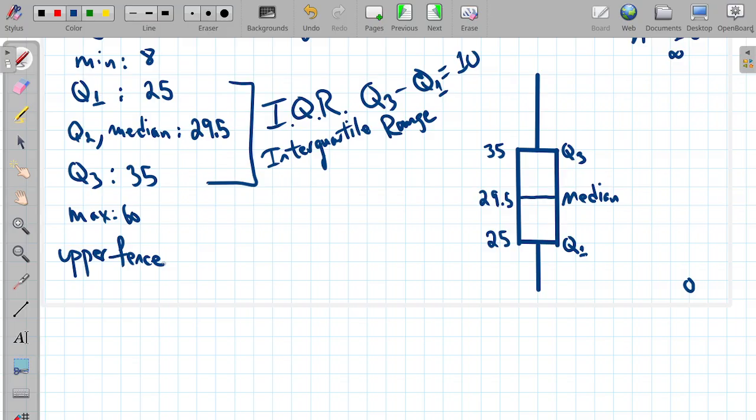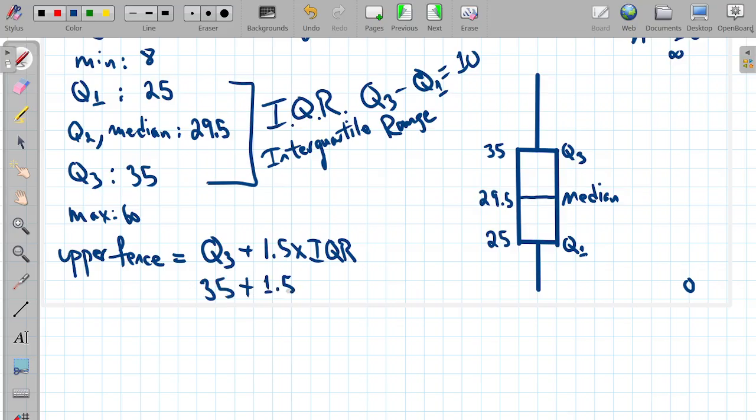The upper fence will be a value such that any observation larger than that value is an upper outlier, and the same for the lower. So the upper fence will be Q3 plus 1.5 times the interquartile range. So Q3 was 35.